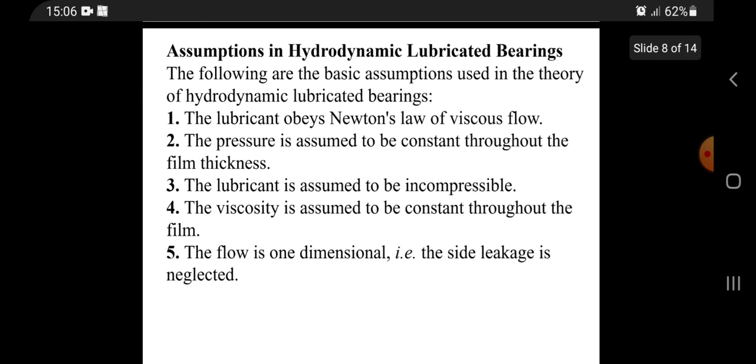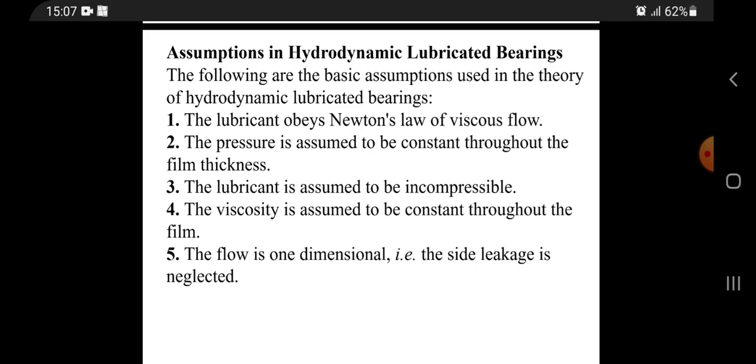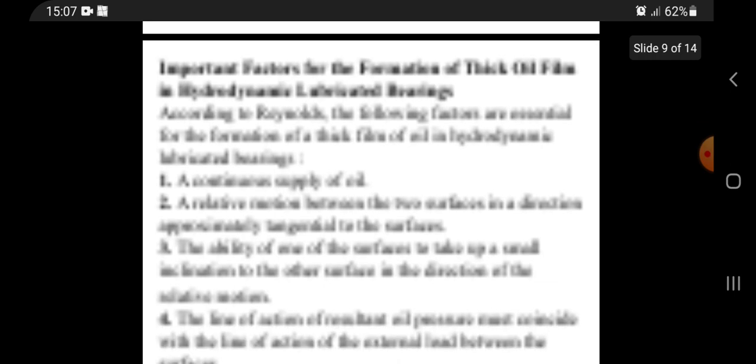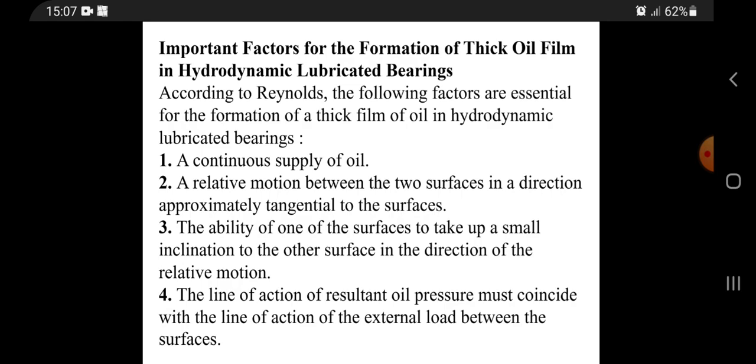So, assumptions in hydrodynamic lubricated bearings. The following basic assumptions are used in the theory of hydrodynamic lubricated bearings. First, the lubricant obeys Newton's law of viscous flow. The pressure is assumed to be constant through the film thickness. The lubricant is assumed to be incompressible. The viscosity is assumed to be constant through the film. The flow is one dimensional, that is, the side leakage is neglected. So next, an important factor is the formation of the thick oil film in hydrodynamic lubricated bearings.